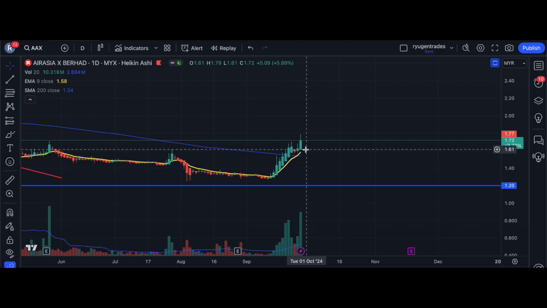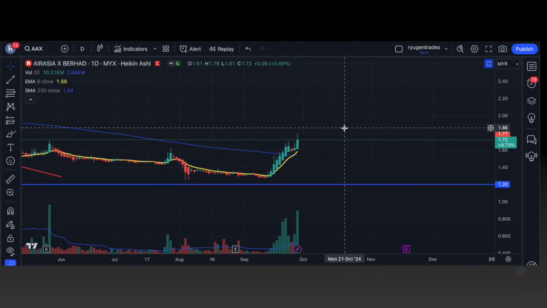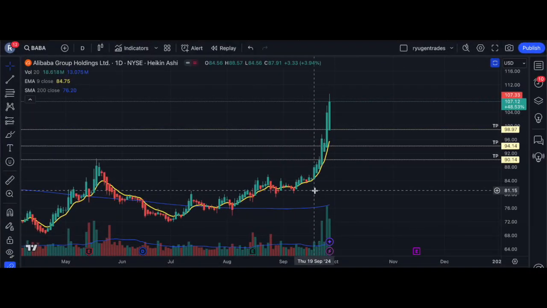In hindsight now, looking at it, it was a pause, but it continued up. I think it hit a high of 177, 178, close to 180, but that is the nature of the market. We don't know what's going to happen next.